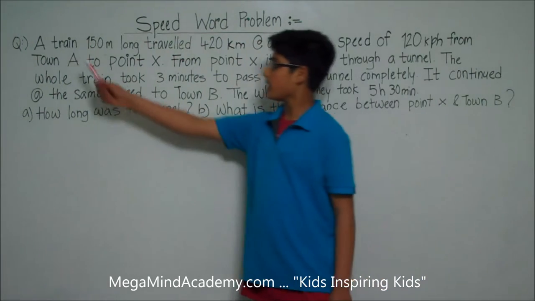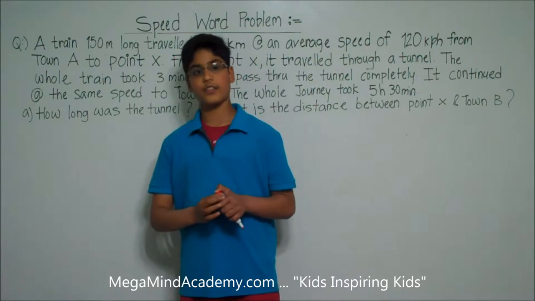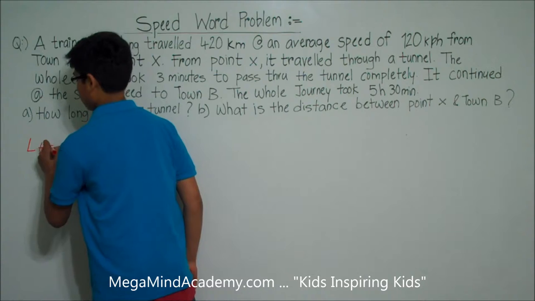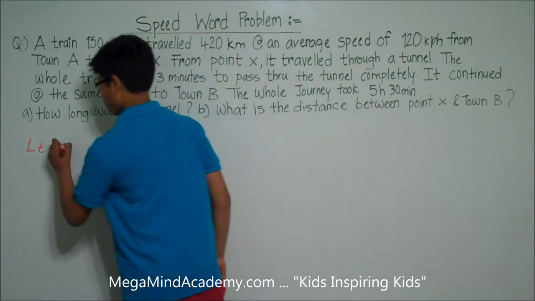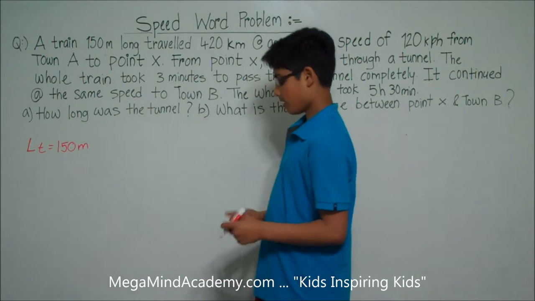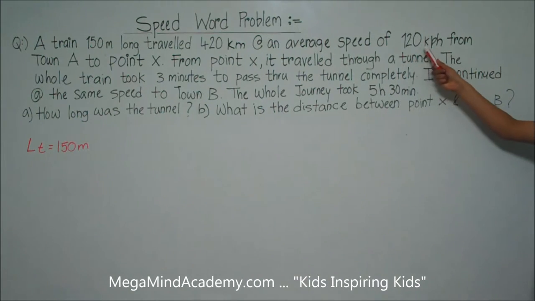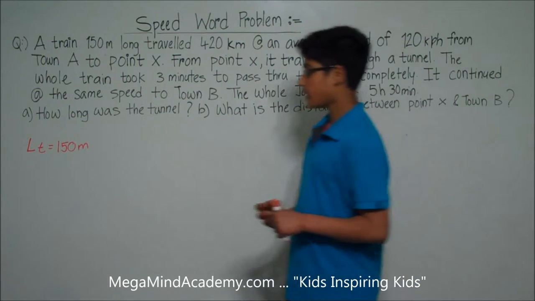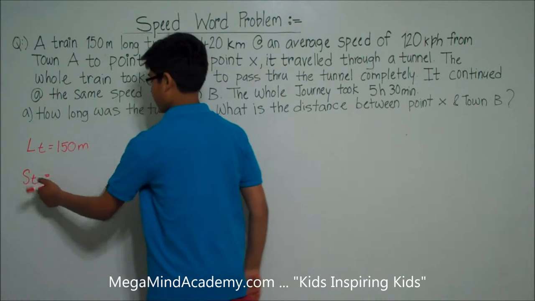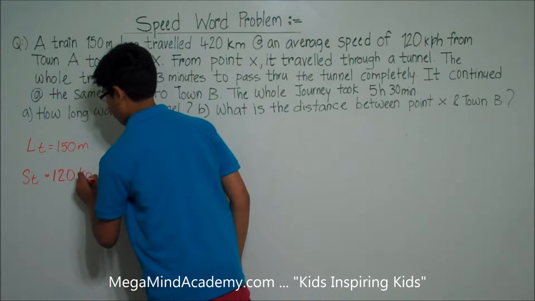Now, it says in the problem that a train 150 meters long. So let's write down the length of the train. The length of the train, L for length, T for train, is equal to 150 meters. Now it says that it traveled at an average speed of 120 kilometers per hour. So let's write down that the speed of the train, S for speed, T for train, is equal to 120 kilometers per hour.